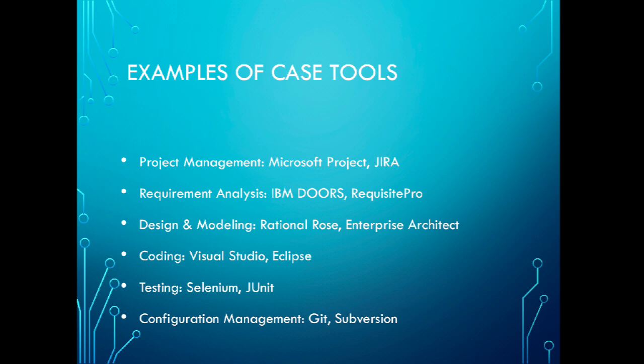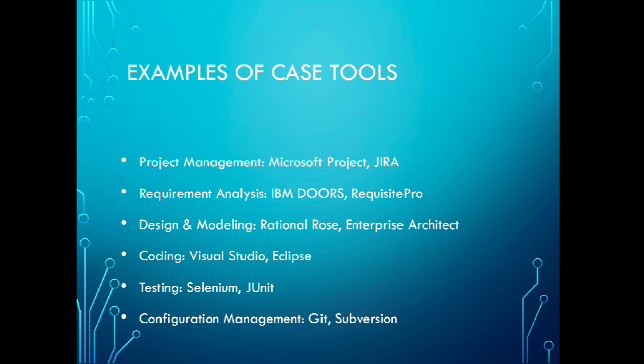Next is requirement analysis. When gathering detailed requirements for complex systems, engineers use tools like IBM DOORS to capture, manage, and trace all the specifications. This ensures every project detail is accounted for. Next is design and modeling. For creating system blueprints, tools like Rational Rose and Enterprise Architect are used to create UML and other design diagrams, providing a visual representation of the system's architecture.